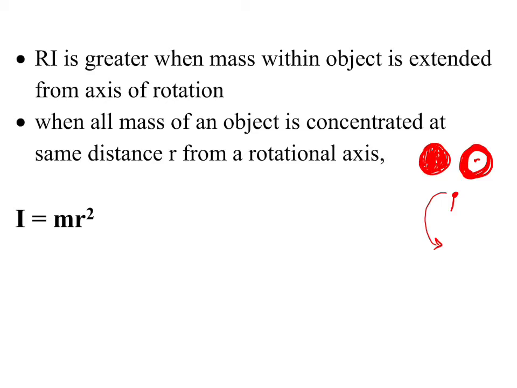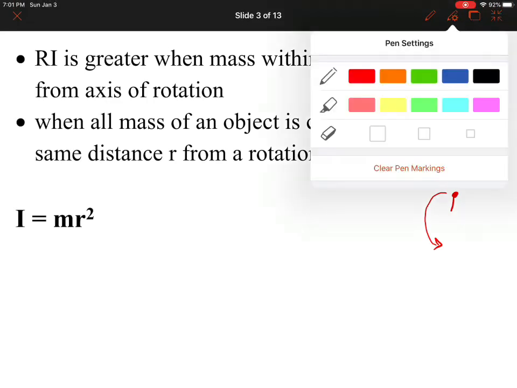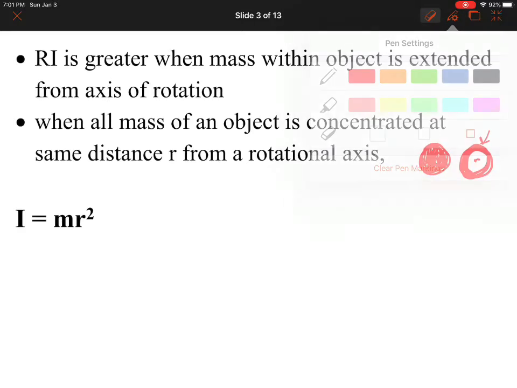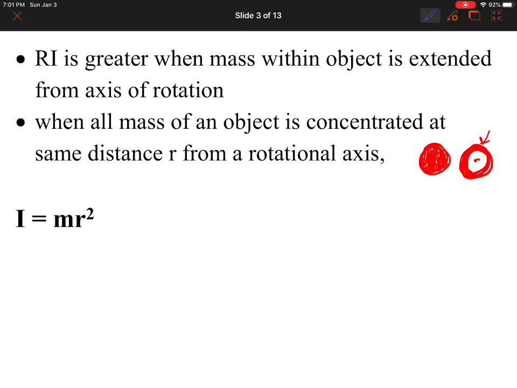Okay, so basically the rotational inertia of something like a hoop or a ring would be mr squared. But when you start getting the mass in different places, then the equations do get a little bit different, and we'll look at a few of those. But this is the most basic form of the rotational inertia equation.